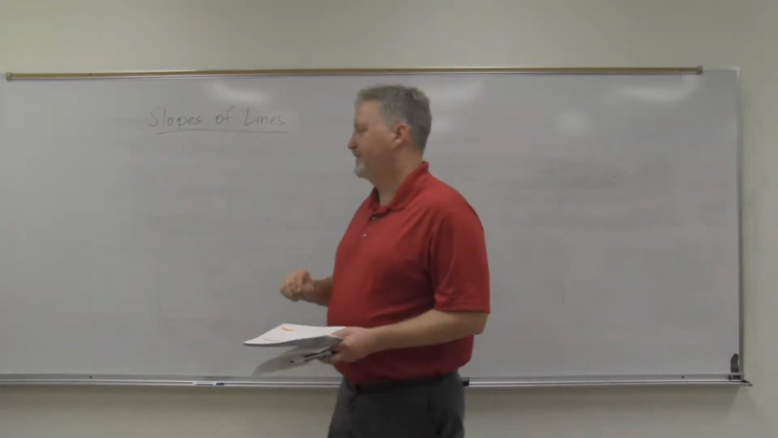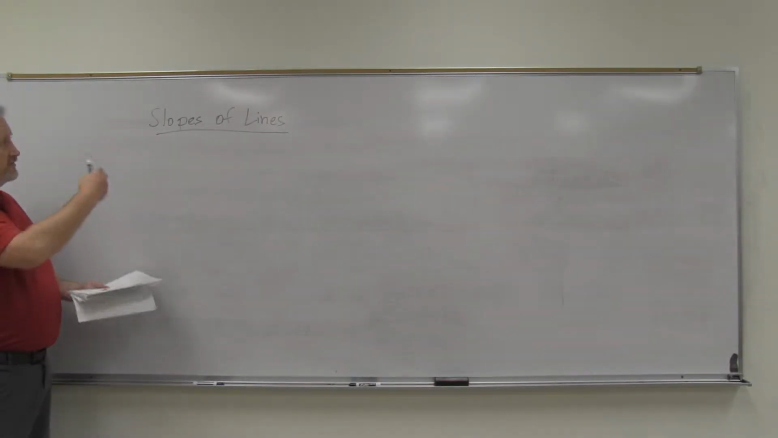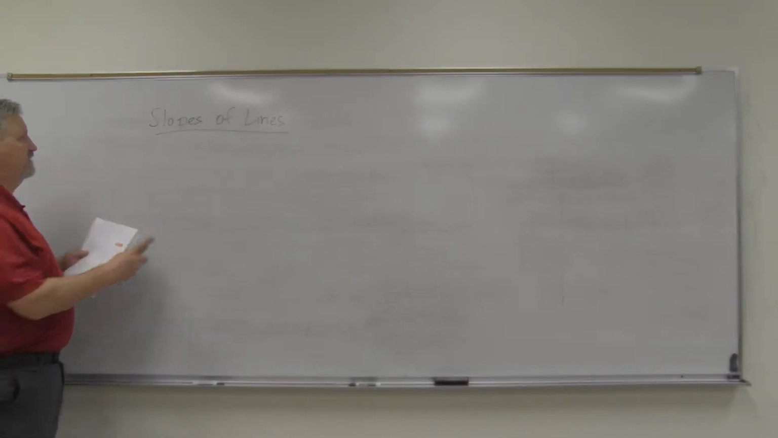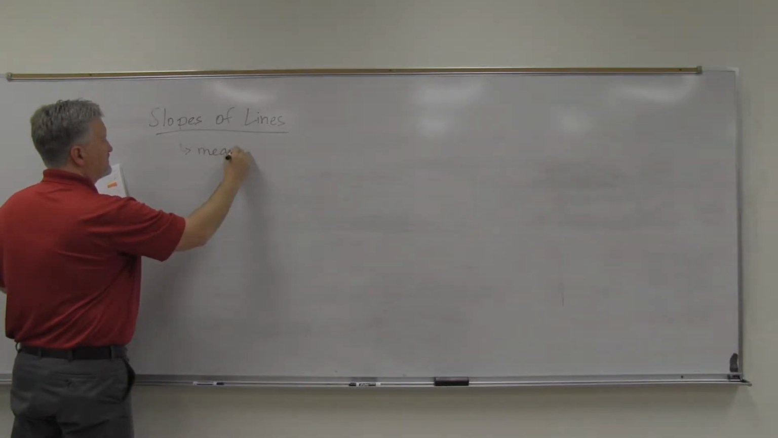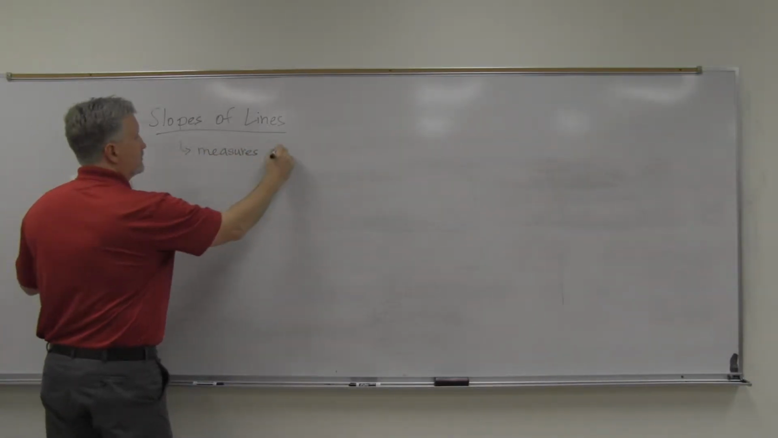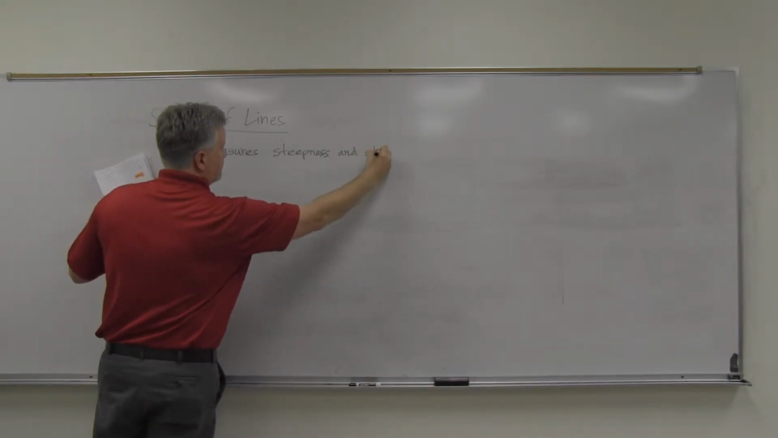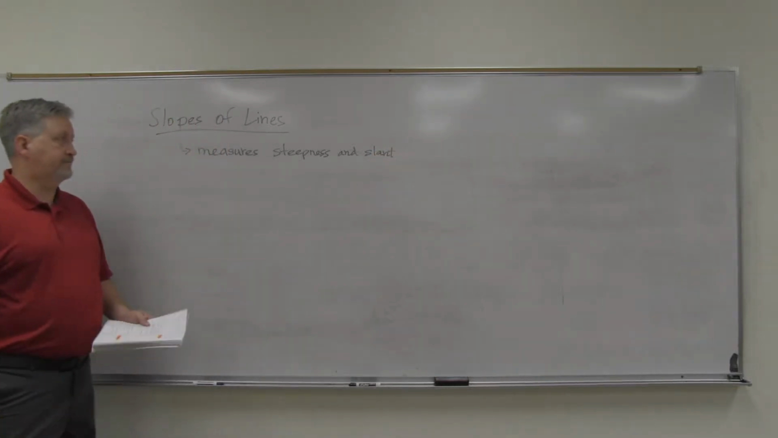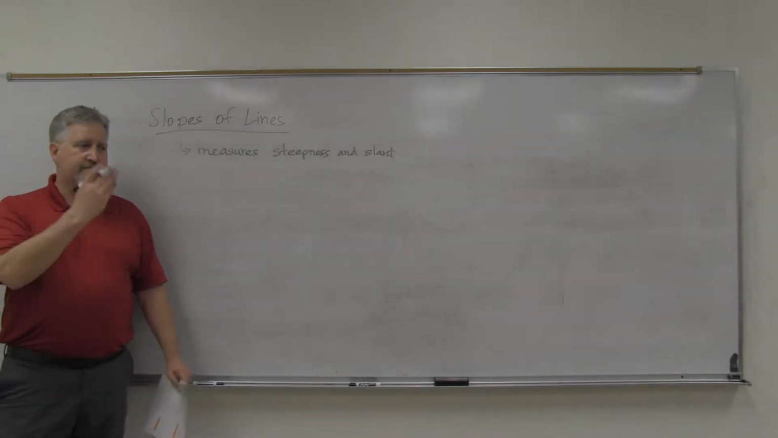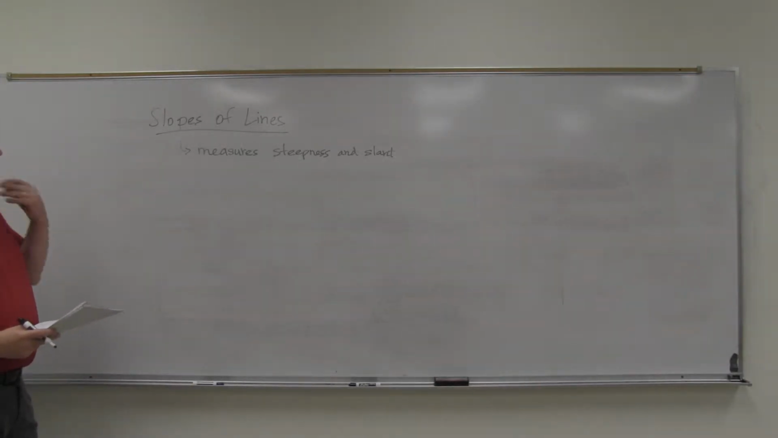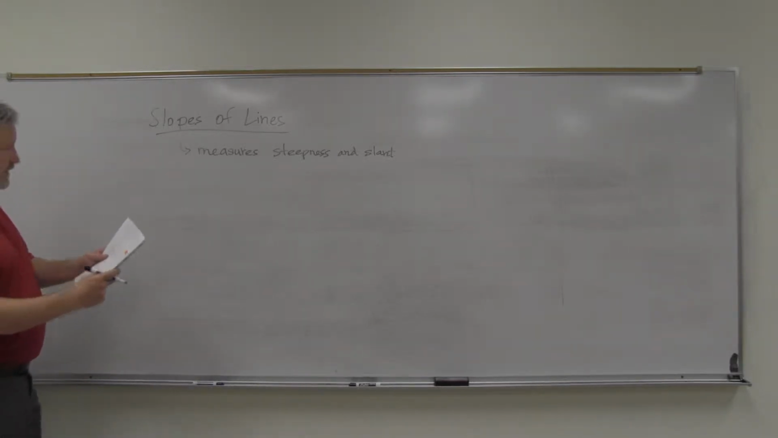Lines are straight, but they have different angles or steepness or slant. A measure that measures the steepness and the slant of a line is called the slope. It measures steepness and slant, because some lines are steeper than others, and they have different slants also. And so that's what slope measures, okay?